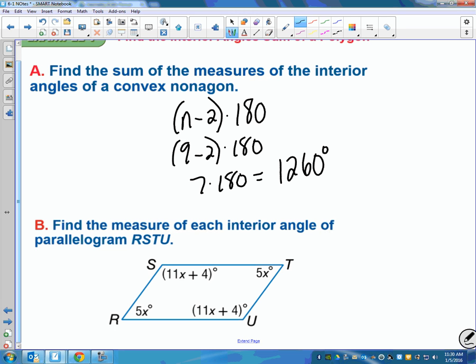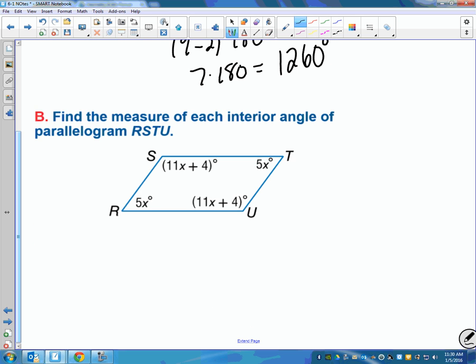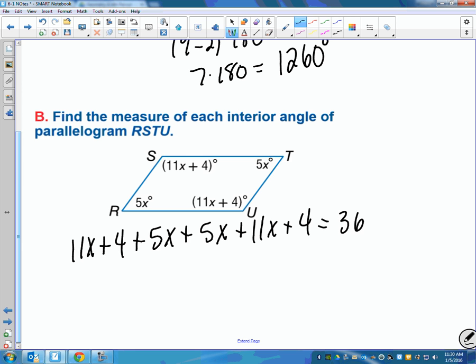Yeah. So we just add them all up. Like, you could be really crazy and write them all out. But plus 4 plus 5x plus 5x plus 11x plus 4 equals 360.